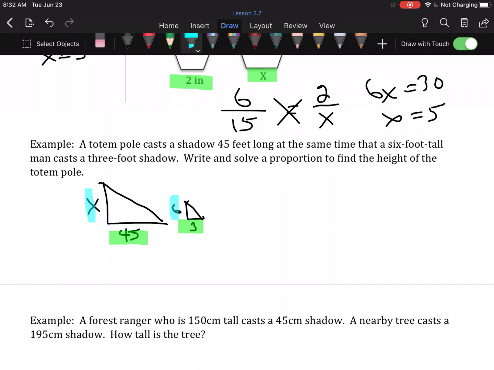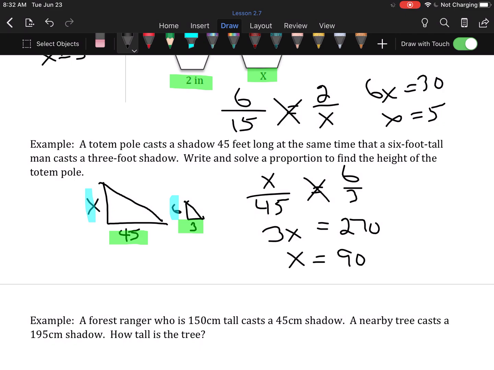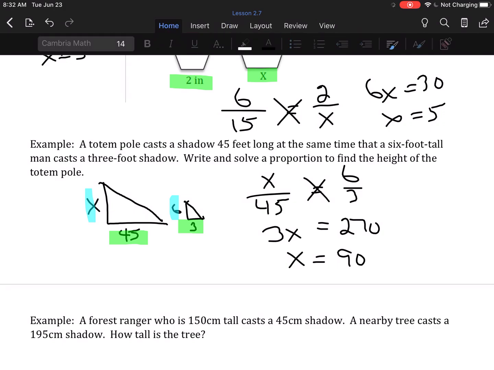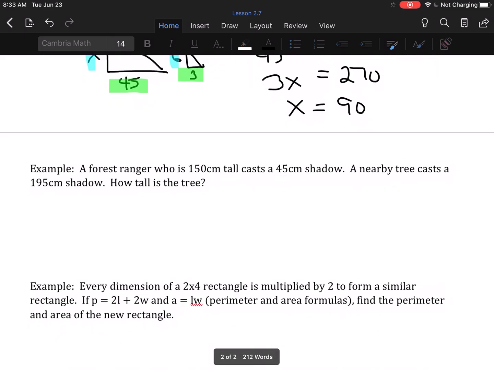Here, and you'll understand why in the next problem, I'm going to set it up as blue over green equals blue over green. And now we can cross multiply and divide. 3 times x is 3x. 6 times 45 is 270. When you divide by 3, x is 90. But some of you, I know right away, are going to be thinking, I don't want to draw a triangle every time. That's fine.